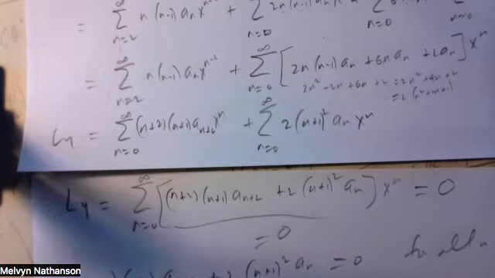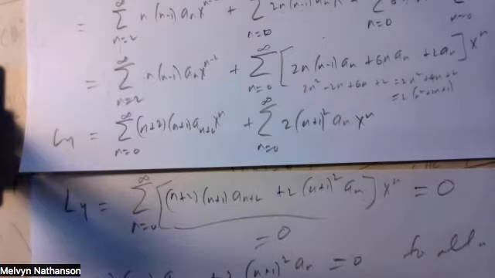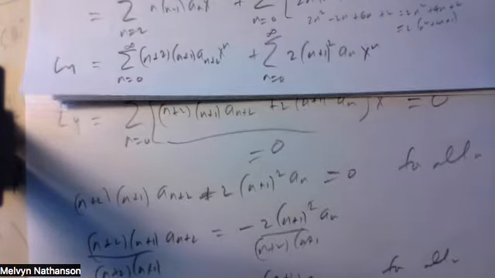Or another way of saying that is (n plus 2)(n plus 1) a_(n plus 2) is equal to minus 2(n plus 1) squared a_n for all n. Or if I divide by (n plus 2)(n plus 1), I get that a_(n plus 2), one of these n plus 1s cancels, is minus 2 (n plus 1) over (n plus 2) a_n for all n. So the coefficients are defined by this recurrence. So for any a_0, let n equal 0, a_2 is minus 2, 1 over 2, a_0.